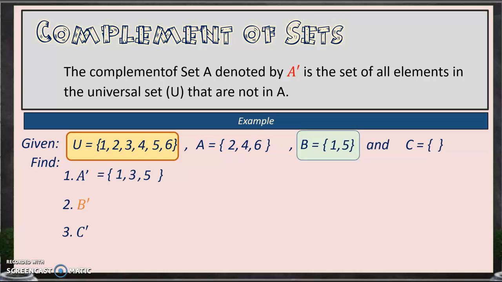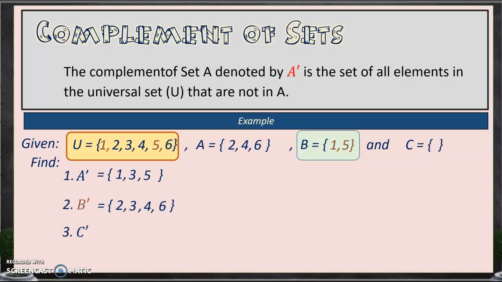Next, B prime. So again, look at the universal set and set B. What are the elements that are in the universal set but not in set B? Set B consists of 1, 5. So the elements that are in the universal set but not in set B are 2, 3, 4, 6.